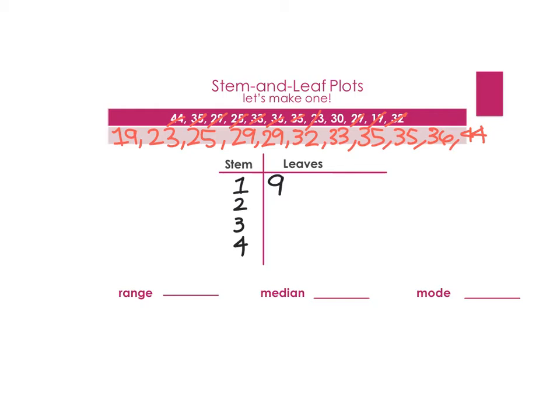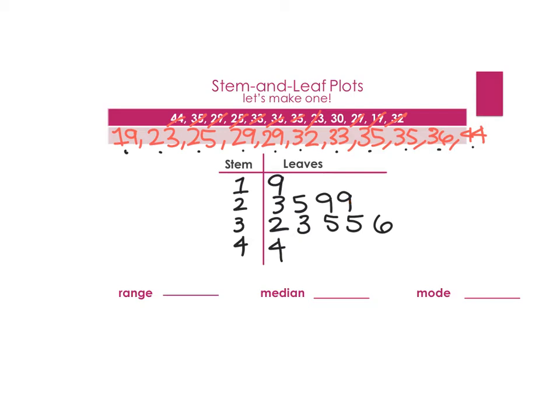So I have 19, 23, 25, 29, another 29, a 32, 33, 35, 35, 36, and last is a 44. Okay, please remember that as you're reading these numbers over here, all of your leaves, this is not a 9, that's not a 9, and that's not a 9. This is 19. This is 29, and this is 29. Hope that you're all seeing that.